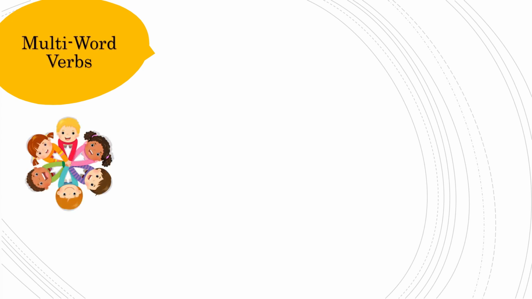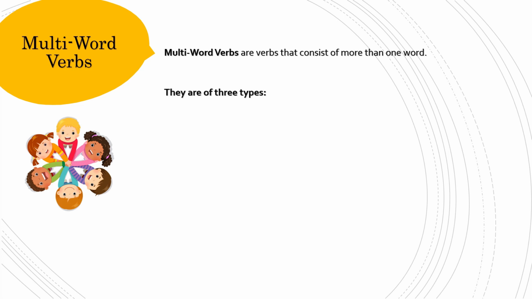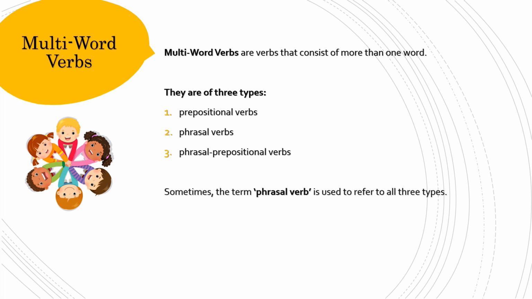Multi-word verbs. Multi-word verbs are verbs that consist of more than one word. They are of three types. Prepositional verbs. Phrasal verbs. Phrasal prepositional verbs. Sometimes, the term phrasal verb is used to refer to all three types. In this lesson, we will look at each multi-word verb in detail.